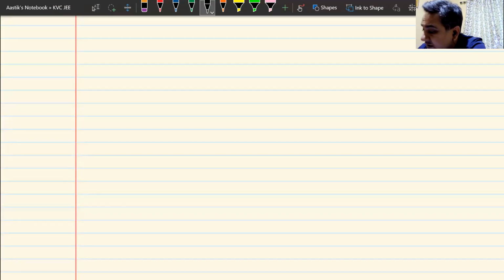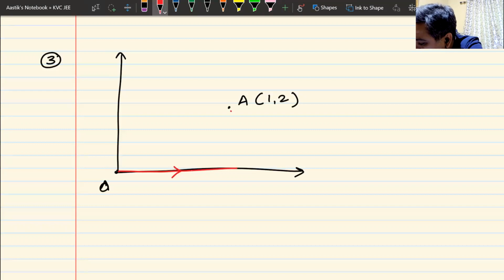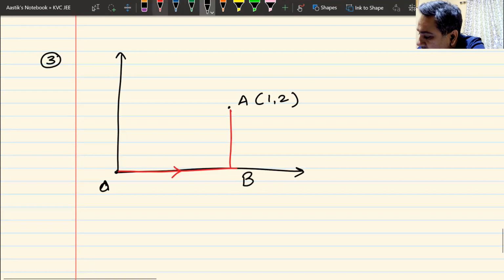And this is the question that I am looking at. I will just change something in this question and I will make it look different. I will put the same coordinates. This is O. I have written A. This is O. This point is A. It is 1, 2. I'm just making a small change. I am giving you 3 paths. Path number 1 goes like this. Let me call this point B. So path number 1 goes like this. This is path number 1.